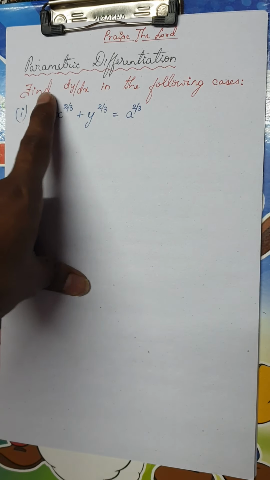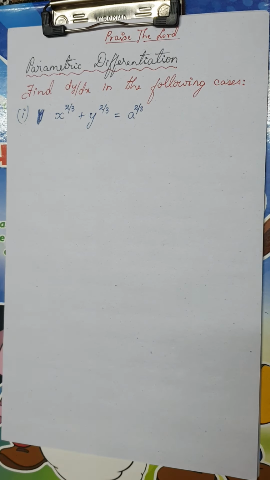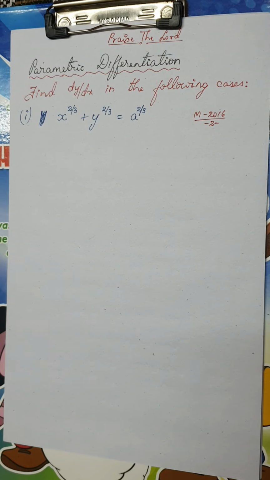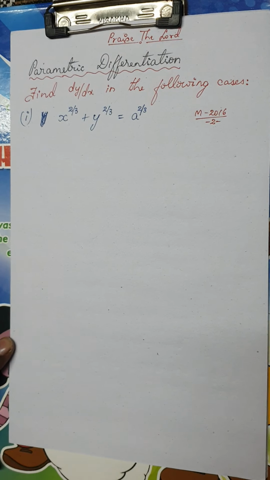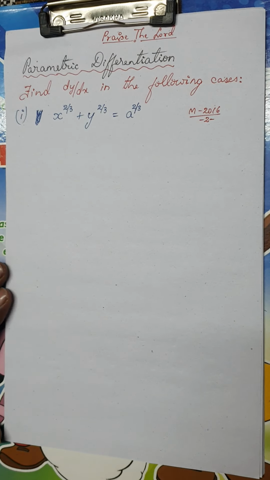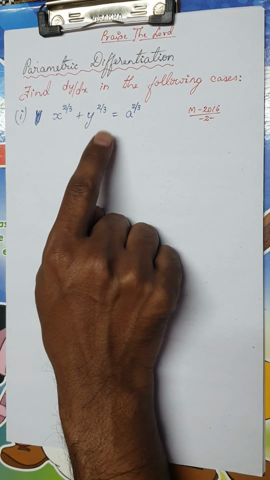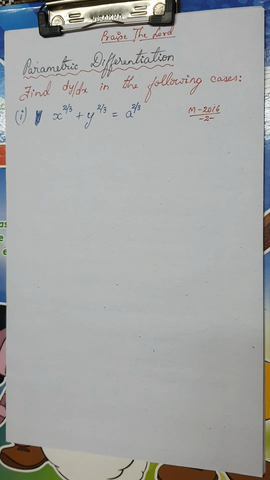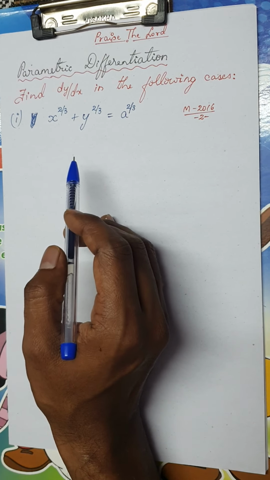The question goes like this: find dy by dx in the following cases. The first question is x power 2 by 3 plus y power 2 by 3 is equal to a power 2 by 3. This question was asked in March 2006 for 2 marks. Though this question comes under parametric differentiation, you need not follow the concept of parametric differentiation to find dy by dx in this case. This question was asked just once. You can use the concept of implicit function differentiation to find the dy by dx in this case.